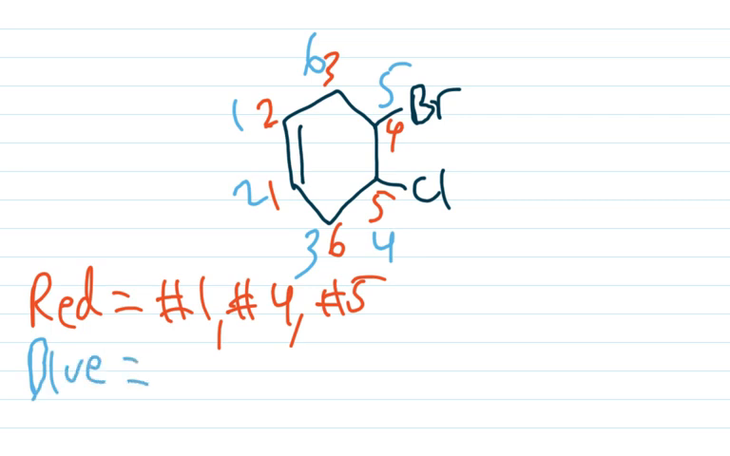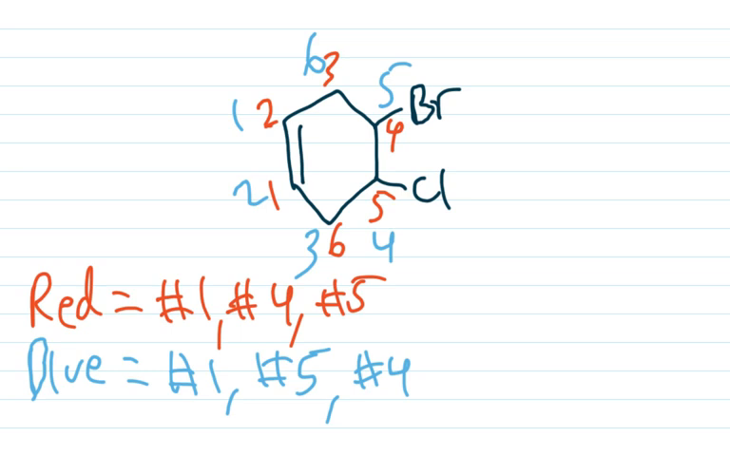What carbon number is the double bond on? 1. What carbon number is the bromine substituent on? Number 5. And what carbon number is the chlorine substituent on? Number 4. Now this is kind of weird because either way you go, you have substituents on the 4th and 5th carbon. The question is, which one do we choose?